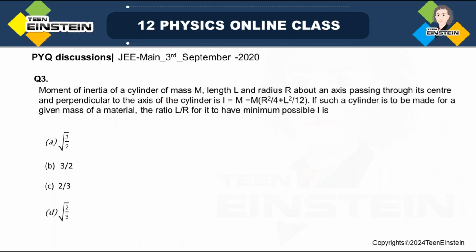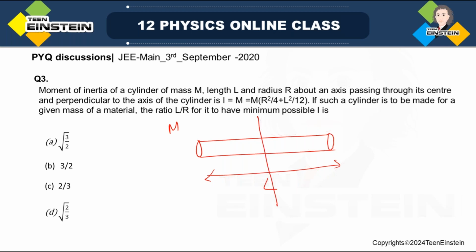This problem says the moment of inertia of a cylinder of mass m and length l about an axis passing through its center and perpendicular to the axis of the cylinder. This is the cylinder, right? You have been given its moment of inertia. So this cylinder has length suppose L and mass m. Moment of inertia about this axis is given. This is the center of mass. So moment of inertia about an axis passing through the center of mass and perpendicular to its axis. That means I have to use the parallel axis theorem here, right?